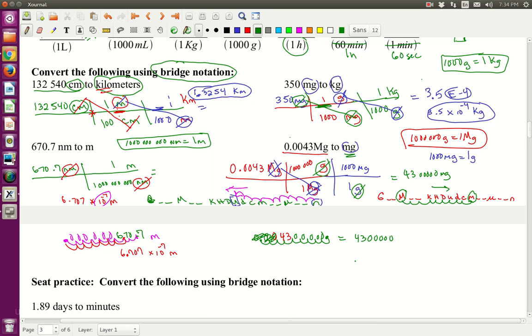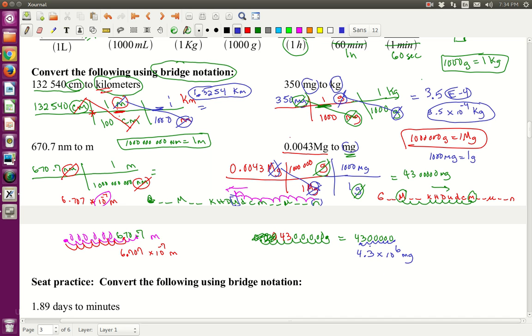Now this is also not in scientific notation. So I'm going to put it in scientific notation. And what I do is when I have scientific notation, I want one number to the left and the other numbers to the right. So here's the decimal. We're going to move it back to get in that spot. We're going to move it 1, 2, 3, 4, 5, 6 places. So 4.3 times 10 to the +6. And that unit is milligrams.